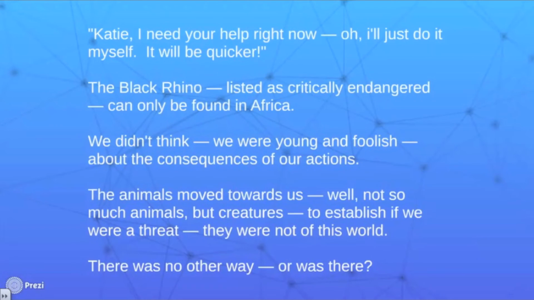The next example we've got, "The animals moved towards us, well, not so much animals but creatures, to establish if we were a threat. They were not of this world." So we've got dashes there to emphasise that they were not animals, again adding drama, and that they were a threat, they were not of this world. So again, it's adding drama and a bit of intrigue, I suppose, to that sentence.